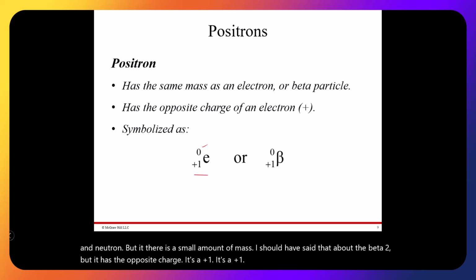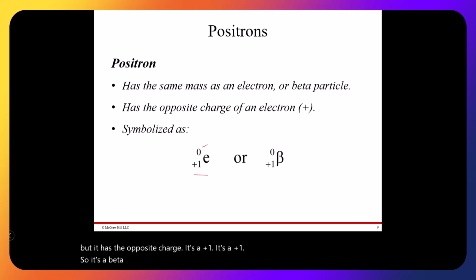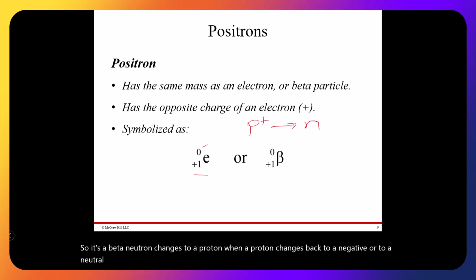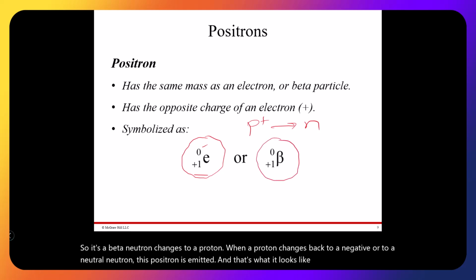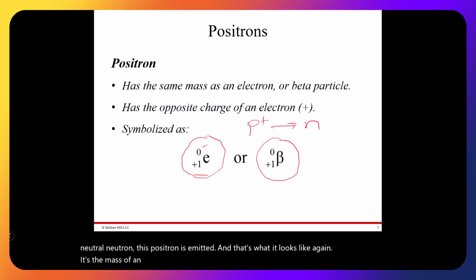So as a beta, a neutron changes to a proton. When a proton changes back to a neutral neutron, this positron is emitted, and that's what it looks like. Again, it's the mass of an electron, but it has the opposite charge of an electron, so we call it a positron. And again, it comes from the nucleus.